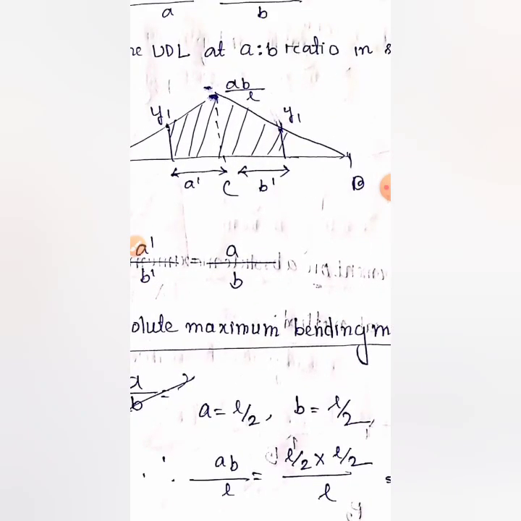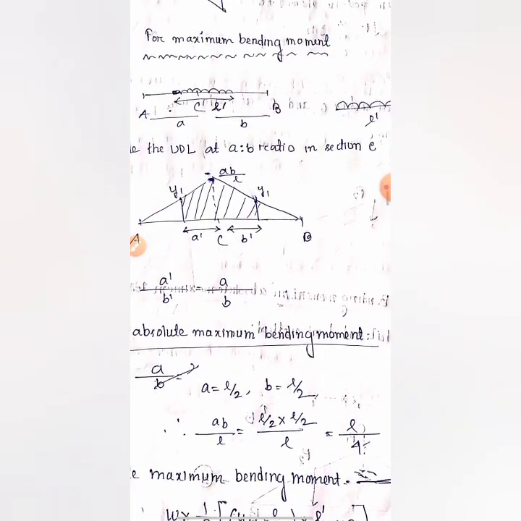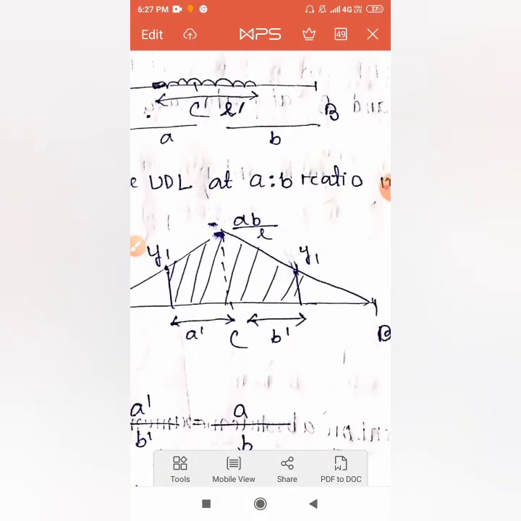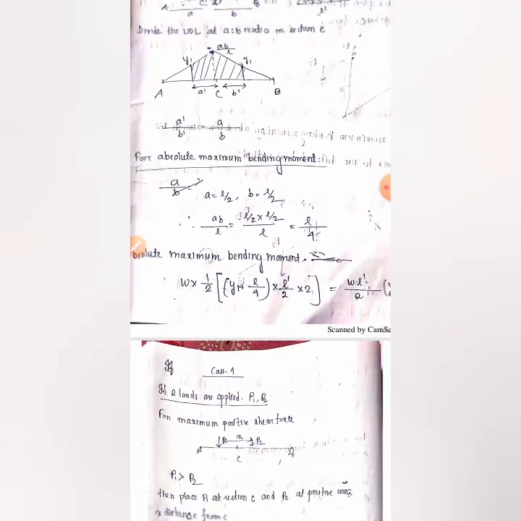Then what will be the area? The area will be half into the summation of the parallel sides into the perpendicular distance between them. So I have done this, you can check it. And there are two trapeziums. Okay, so I multiplied with 2, thus I found the area.